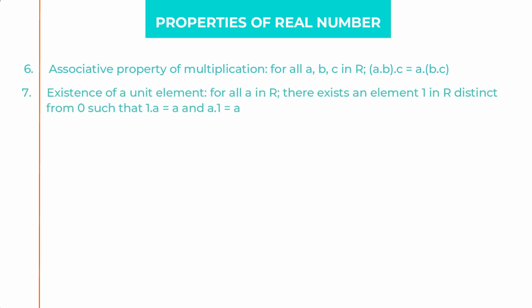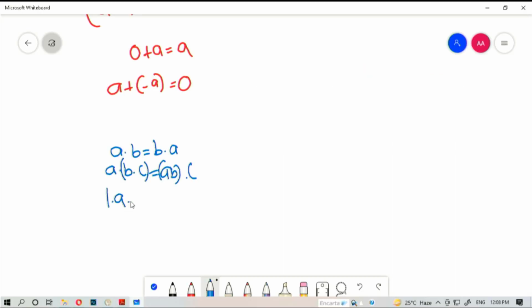For the seventh property, we have that there exists an element number 1 in R, which is distinct from 0, such that 1 times a, of course, will give us a, whatever we multiply the number 1, and then we have a also times 1, it will also give us a. And this is called the unit element.